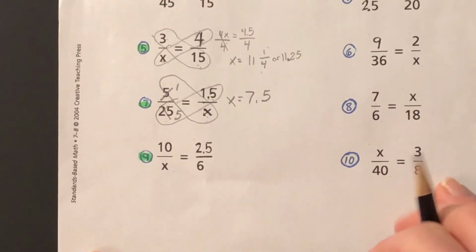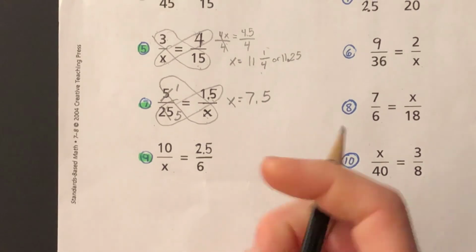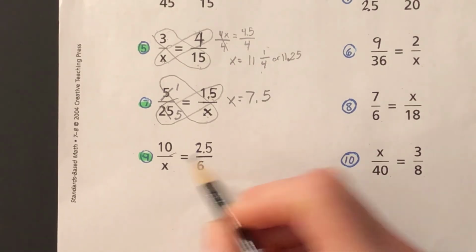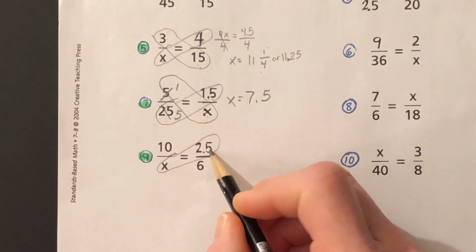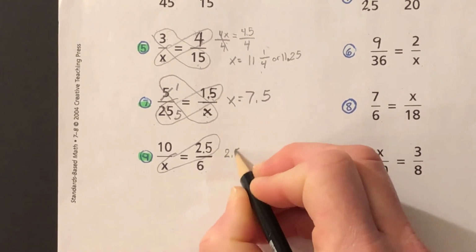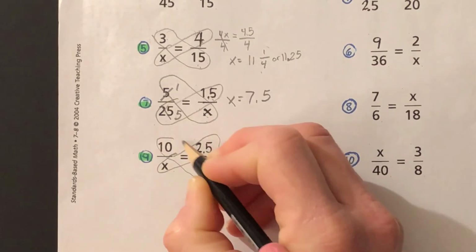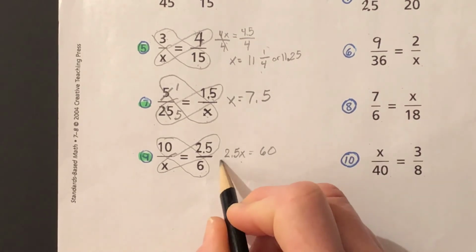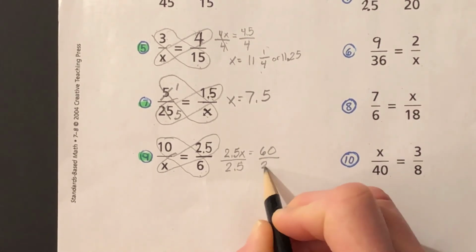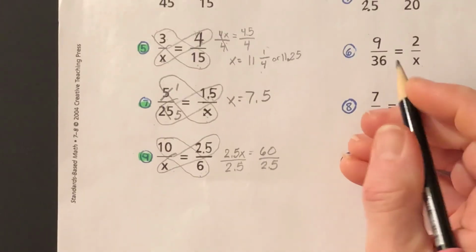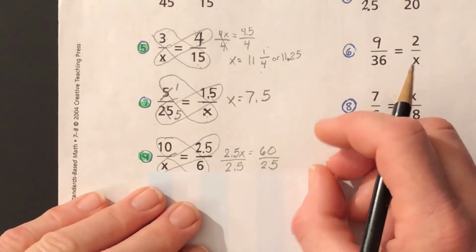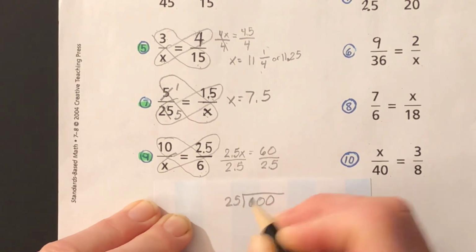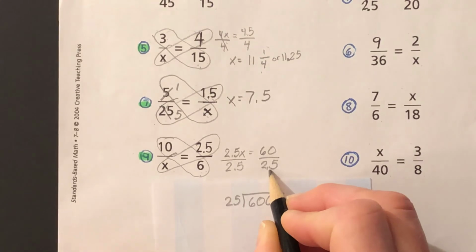Number 9, and the last one we'll do together. Notice I cannot reduce. So once again, I'll do the standard algorithm. I get 2.5 times x. 10 times 6 is 60. To isolate the x, I'll divide both sides by 2.5. I end up with 600 divided by 25 when I move that decimal. Remember, you cannot divide by a number with a decimal.